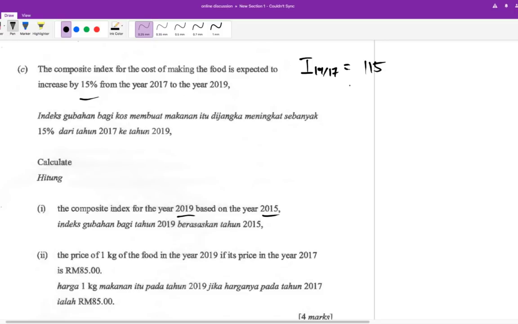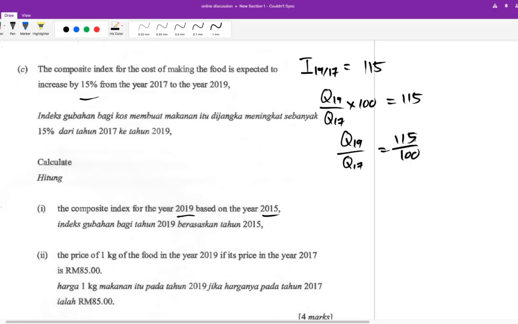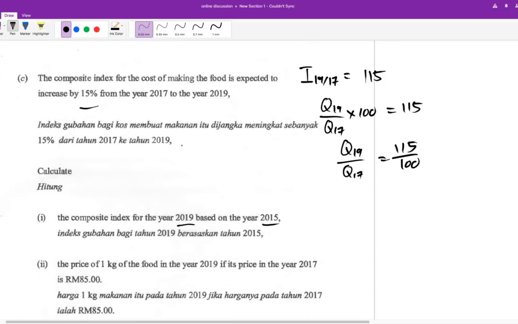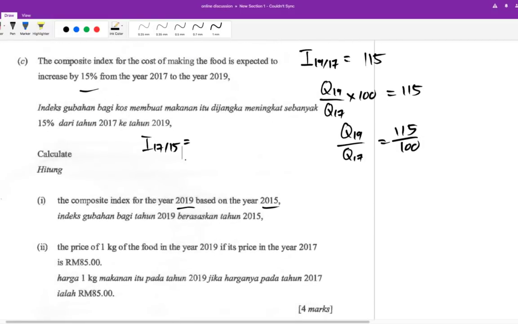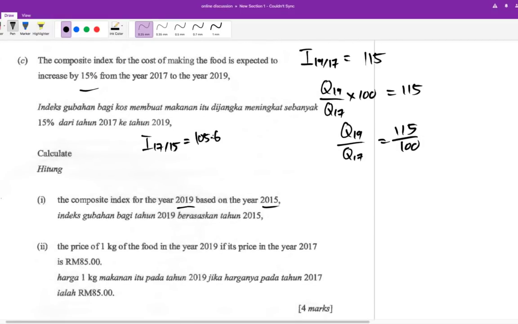Okay, for the index number, let me do it this way. Let me use Q. Just now I used P, now I use Q. Q19 over Q17 multiplied by 100 equals 115. So Q19 over Q17 will be 115 over 100, because I'm trying to use the chain rule. And then we have the index number for 17/15, right? What is the index number again? 105.6.